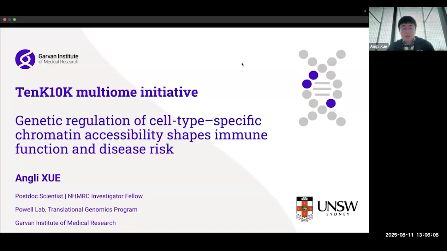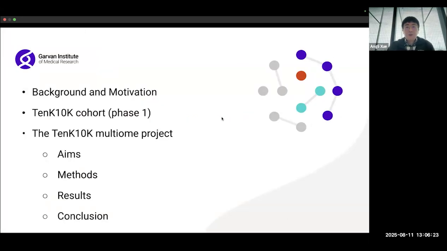Let's get started now. So today I'm really honored to present our ongoing study, this TenK10K multiome initiative, which is titled Genetic Regulation of Cell Type Specific Chromatin Accessibility Shapes Immune Function and Disease Risk. I will spend a few minutes at the beginning to introduce the background and the motivation, and a short introduction to our TenK10K cohort, and specifically to our TenK10K multiome project.